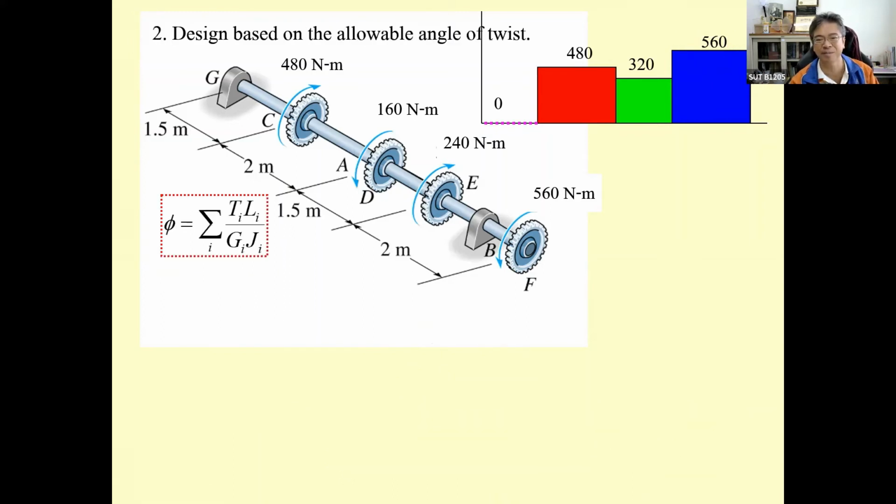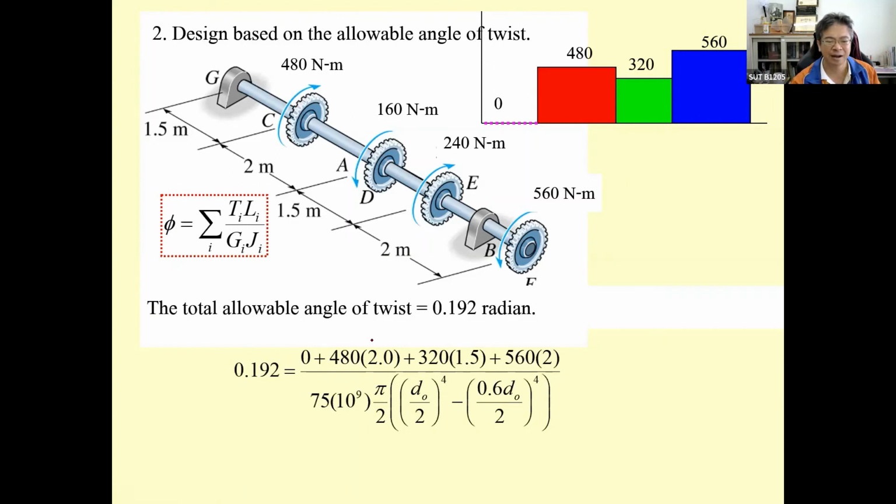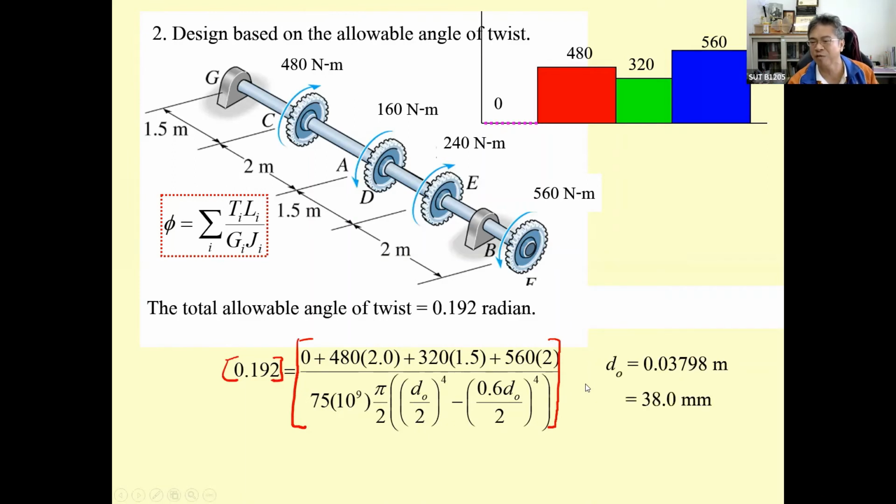And then based on the stiffness, the angle of twist must be the combination of the twist of every section: GC, CAD, DE, EBF. And then the angle of twist that we calculated is in the form of D sub O and is equal to the allowable angle of twist. You solve this problem to get the D sub O. You get 38 millimeter. For safety, you select 38. Okay, and then the answer is 38 millimeter as we need it.